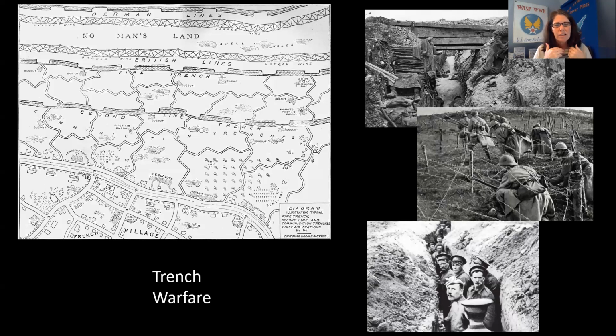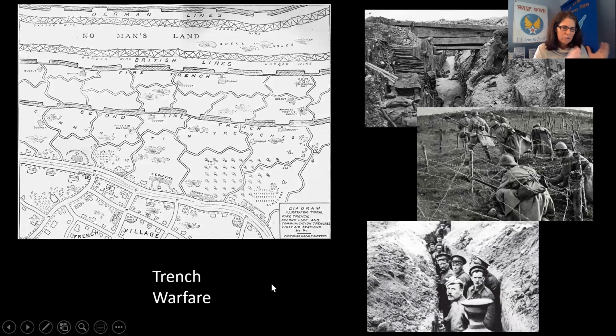Now imagine standing in that wet for days and weeks at a time, and in the cold, with rats and feces, and just a miserable experience for these people, for these young men. And the Americans saw this and wanted to stay out.